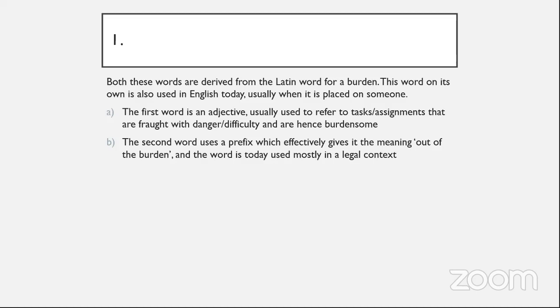First one, both these words are derived from the Latin word for a burden. This word on its own is also used in English today, usually when it is placed on someone. The first line is more just a setup, something to help you with both parts. The first word here is an adjective usually used to refer to tasks or assignments that are fraught with danger or difficulty and are hence burdensome. The second word uses a prefix which effectively gives it the meaning out of the burden, and the word is today used mostly in a legal context.